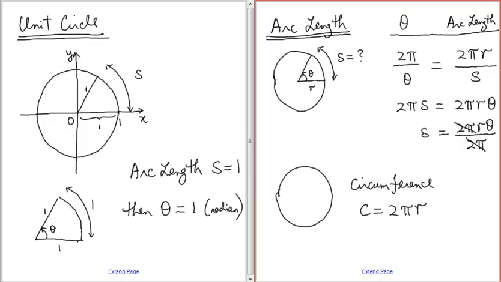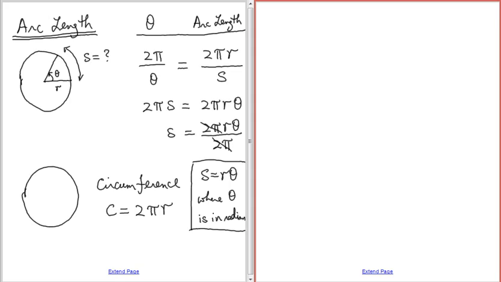So what would the s equal to? R theta. It's simply r times theta. But be very careful where the theta is in radian. We must measure the angle in radian, not degree. So now we have s equals r theta, where theta is in radian.